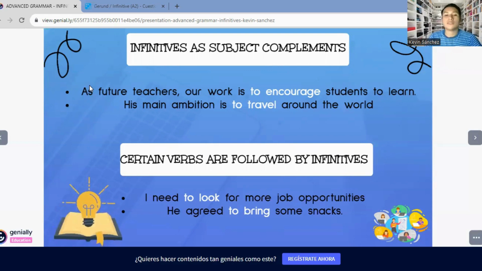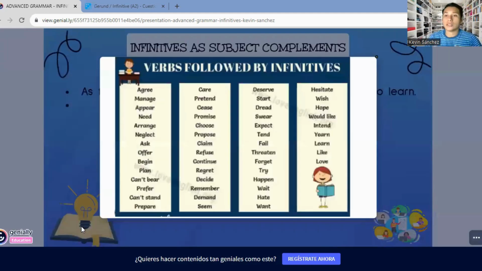Now, let's have some more usage. After certain verbs, we can only have infinitives, no more than infinitives, only infinitives. Now I'll share with you a couple of verbs that are only followed by infinitives. For example, we have agree, manage, appear, need, arrange, ask, offer, begin, plan, can bear, prefer, can stand, and prepare. So as you can see here in this slide, we have many verbs that are only followed by infinitive.